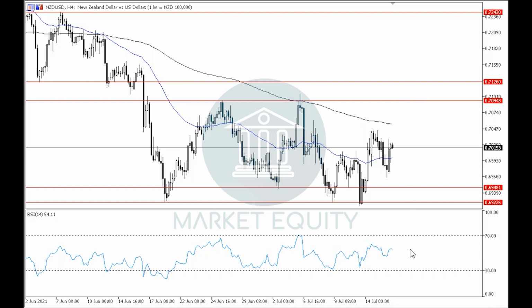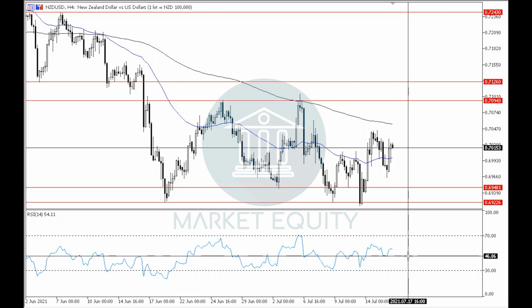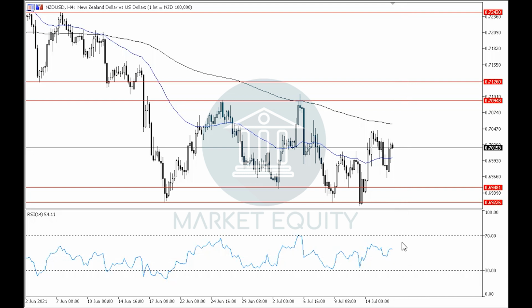If we notice the RSI indicator, then we can see that by rebounding upwards off of around level 40, it supports the continuity of the sideways movement in the 4-hour time frame.